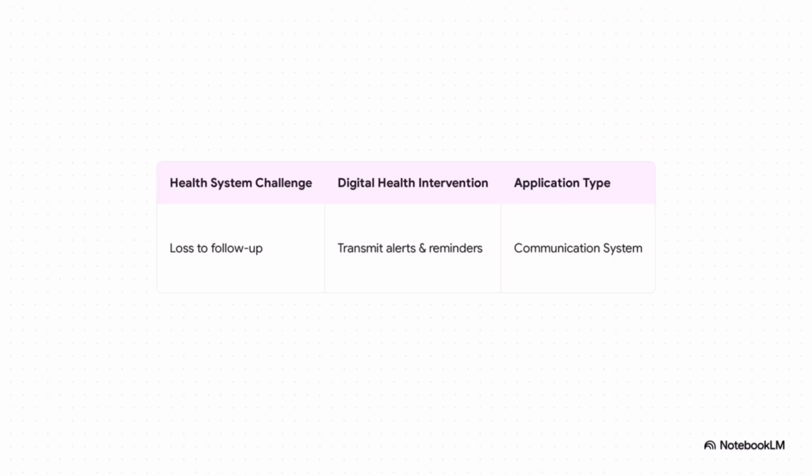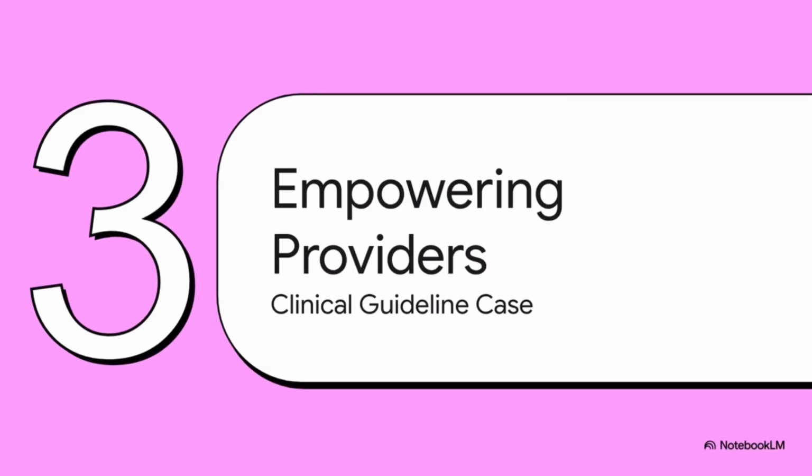And this is where the magic of the framework really shines. It connects all the dots. You start with a challenge, parents missing appointments. That leads you to the intervention, sending reminders. And that intervention is delivered by a specific application type. In this case, a simple communication system. Now, a government knows exactly what to invest in and what problem it's going to solve. That's huge. Okay, so that's the patient side of things.